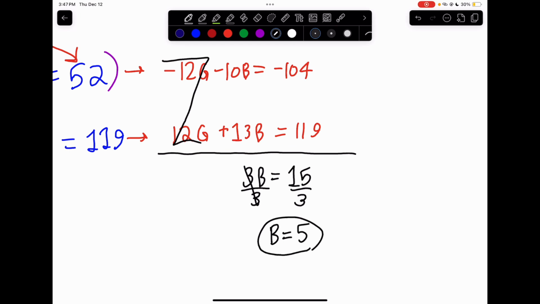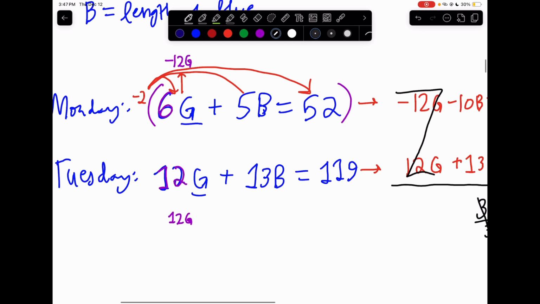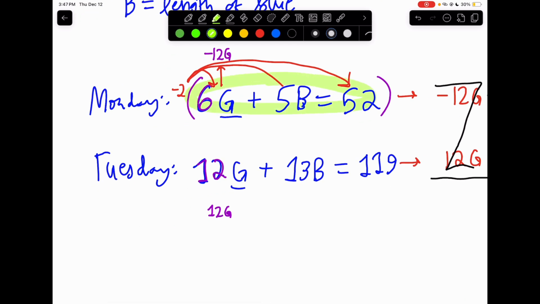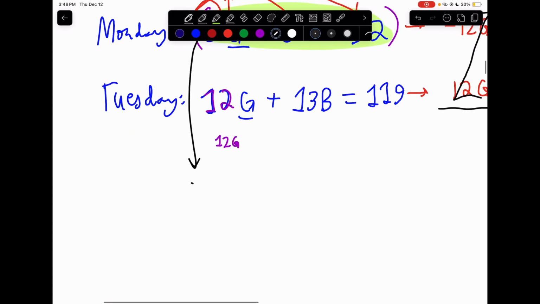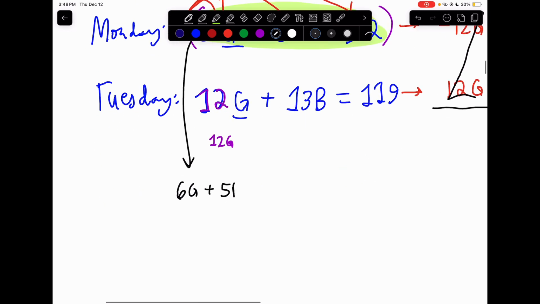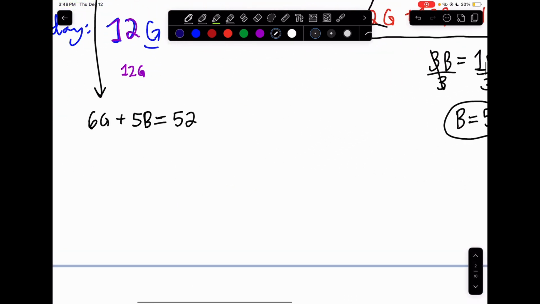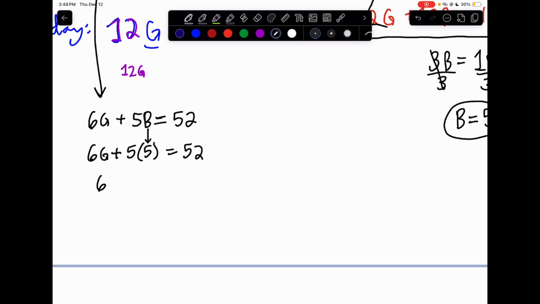Okay, done, right? No, not done. I don't want to know how long the blue route is. I want to know how long the green route is. Oh, okay, so let's go back. I personally like the top equation better. It's just a little bit smaller numbers. So we've got 6G plus, what was it, 5B equals 52. Now I know that the length of that blue route is 5 miles. So really that's 6 times the green route plus 5 times 5 equals 52, because I know that B is equal to 5. So 6G plus 25 equals 52.